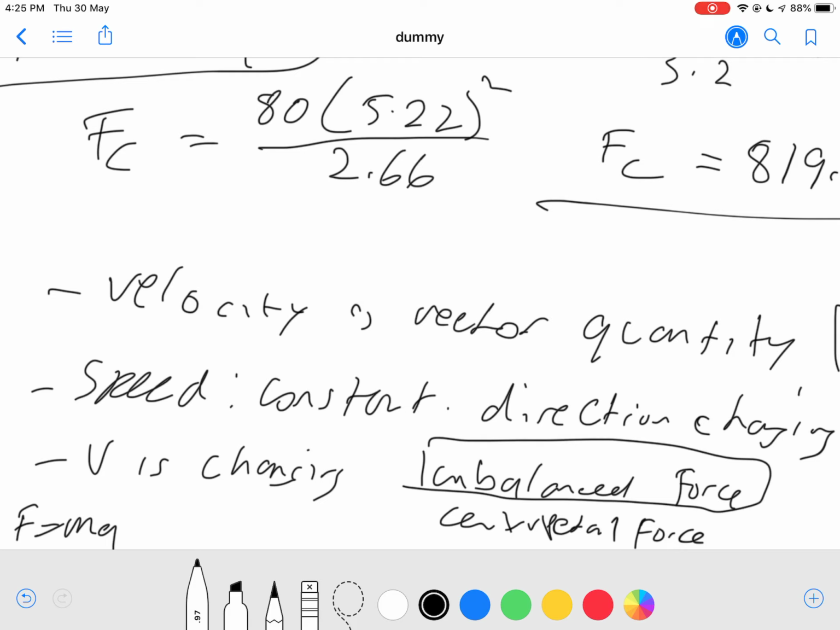Another way to explain it, you can say that the acceleration is defined as the rate of change of the velocity, and because the velocity is constantly changing, because it's always changing direction, and because the acceleration is defined as the rate of change of velocity, therefore there is a certain acceleration. So yeah, that's basically it.